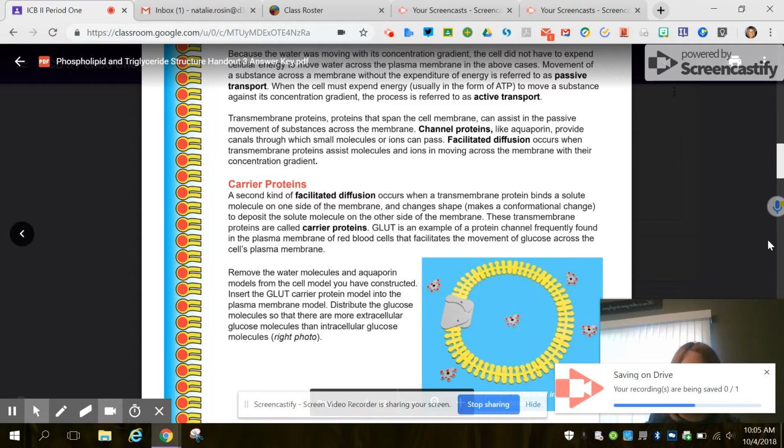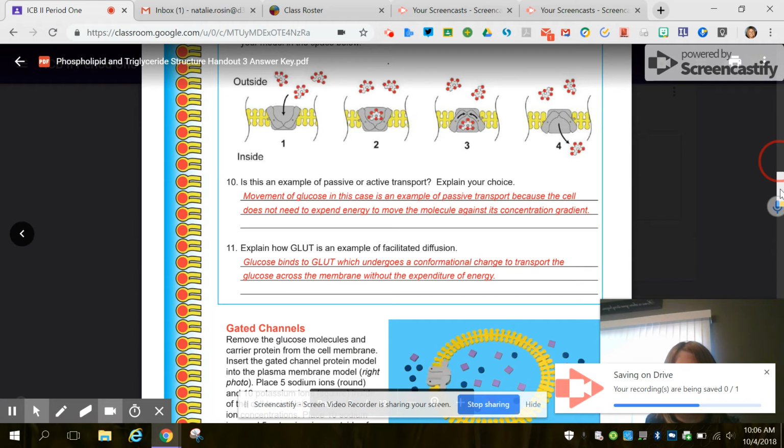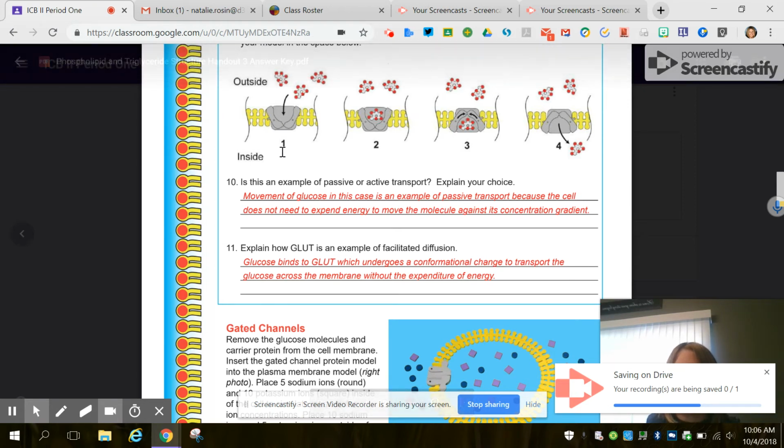They are carrier proteins. And GLUT is a channel that is specific to moving sugar. It's a carrier protein, it's moving sugar. They give you a really nice diagram that shows that the concentration of sugar or glucose is higher outside this particular cell than it would be inside. And so it would be moving passively from high concentration to low.